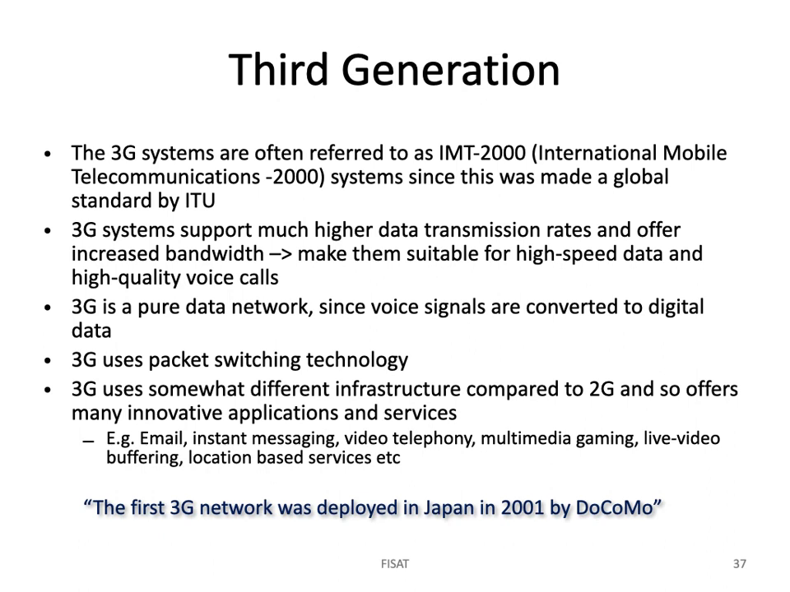3G systems support much higher data transmission rate and offer increased bandwidth, which makes them suitable for higher speed data and high quality voice calls. 3G is a pure data network. Since voice signals are converted to digital data, 3G uses packet switching technology. 3G uses somewhat different infrastructure compared to 2G and so offers many innovative applications and services like email, instant messaging, video telephony, multimedia gaming, live video streaming, location based services, etc. The first 3G network was deployed in Japan in 2001 by Docomo.